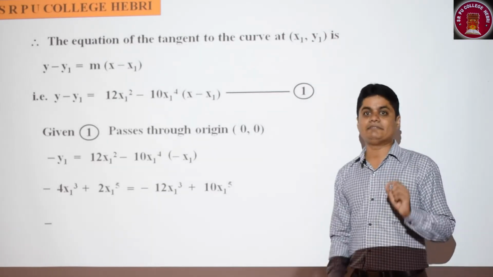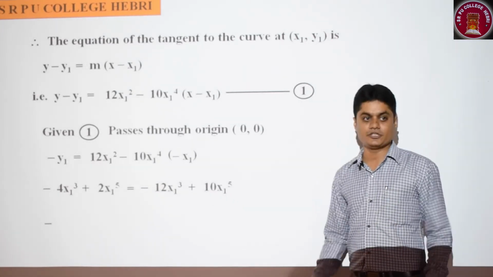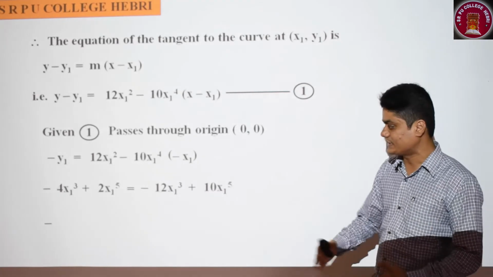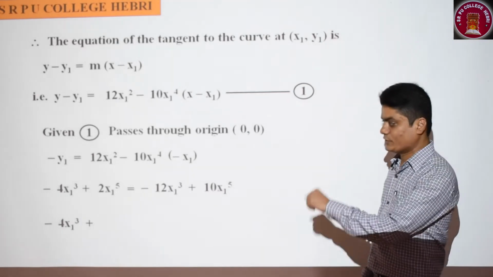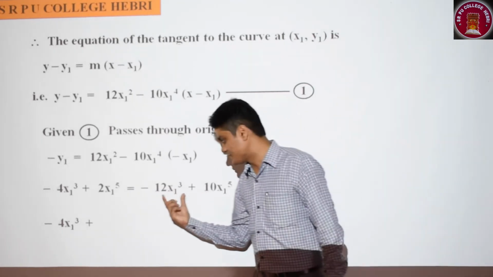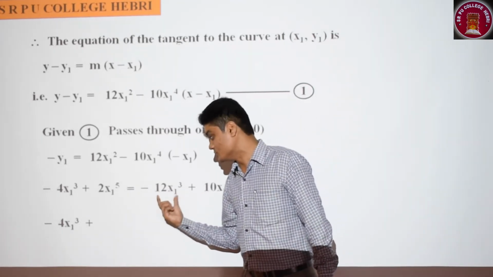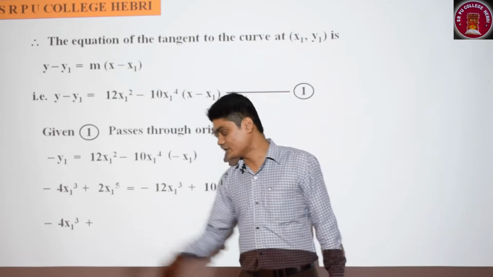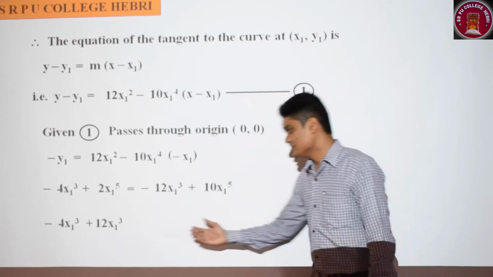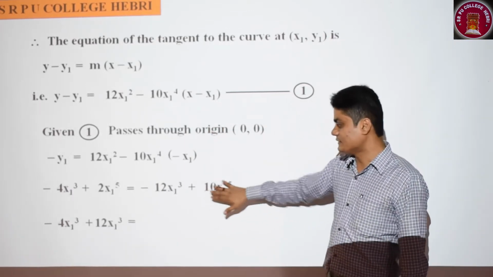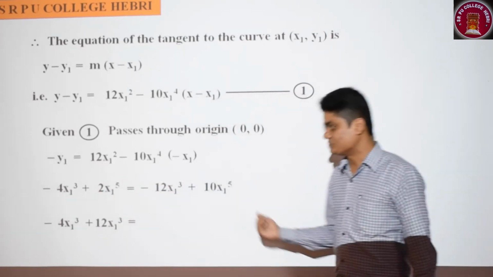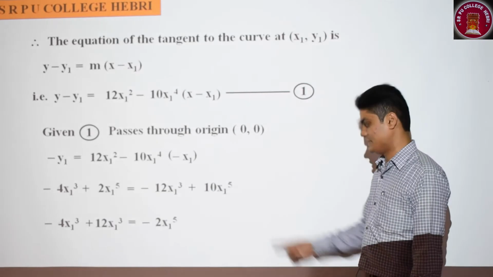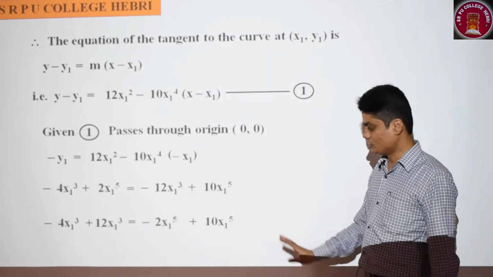Now to get value of x1 from this expression, you have to collect the like terms together and unlike terms together, okay? So first collect the like terms, minus 4x1 cube. So it is minus 12x1 cube. So when you bring from right hand side to left hand side, it becomes plus. So already there is 10x1 power 5, and from the left hand side you have to bring 2x1 power 5. So plus will become minus. Correct? I hope you understood.